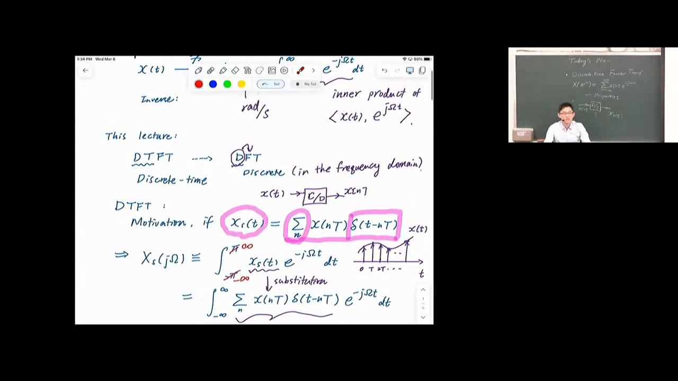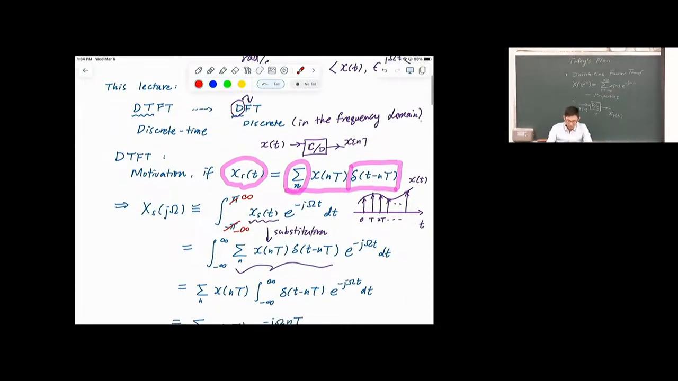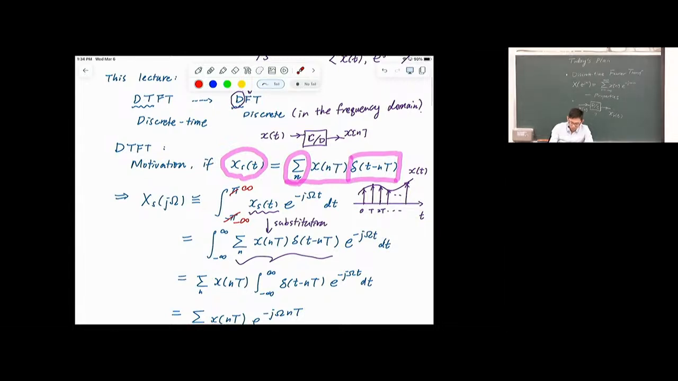Whenever you change the order of integral and summation, they are not happy about changing the order arbitrarily. But here we typically don't worry about it. Okay, so let's try. What if we change the order of summation and integral?